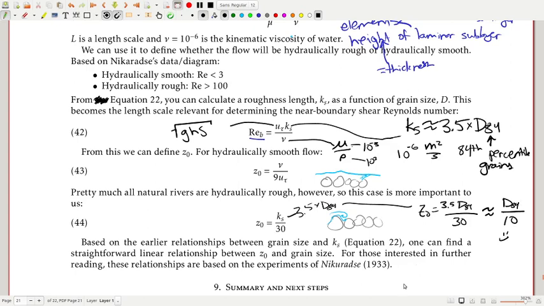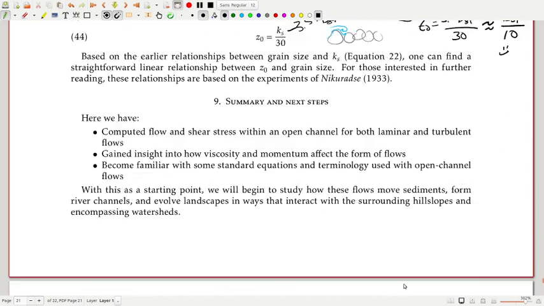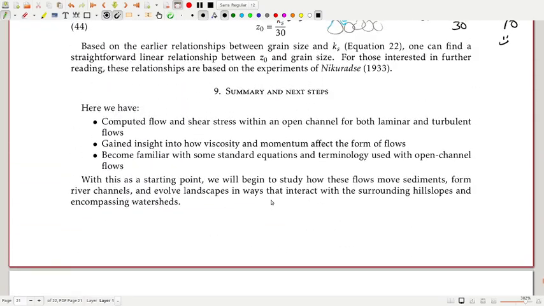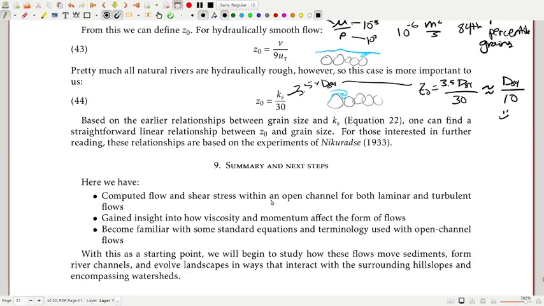And for those who are interested in any further reading, these relationships are based on the experiments by Nikuradse in 1933. And believe it or not, yes, we have that in the references list. Sorry that it is in German. For those of you who might be in the College of Liberal Arts, this might be your chance to use your foreign language skill.